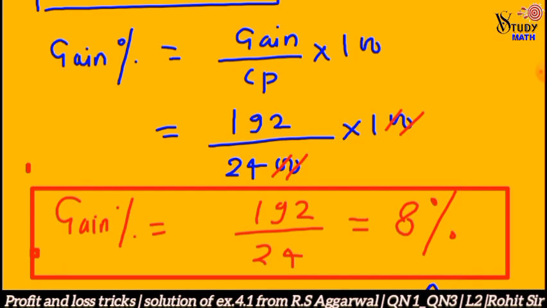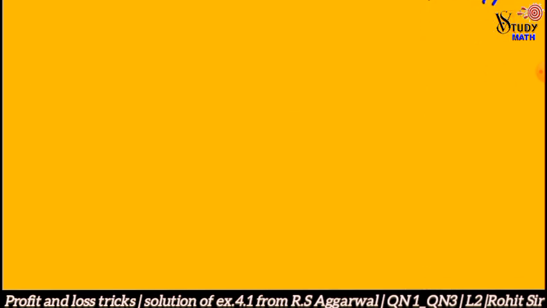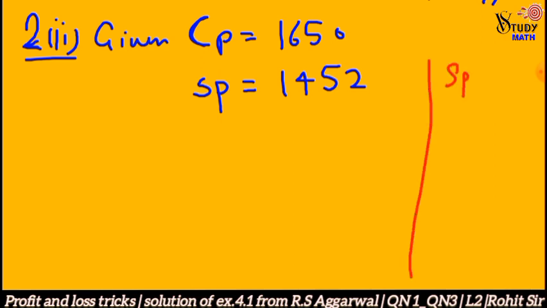I hope you understand. It is a very important question. Let's move to the next part of question number 2. In part 2, CP is given here, 1650, and SP is also given here, 1452. So my dear students, from these two values you can judge who is greater, SP or CP. CP is greater here. If CP is greater, then we have loss.